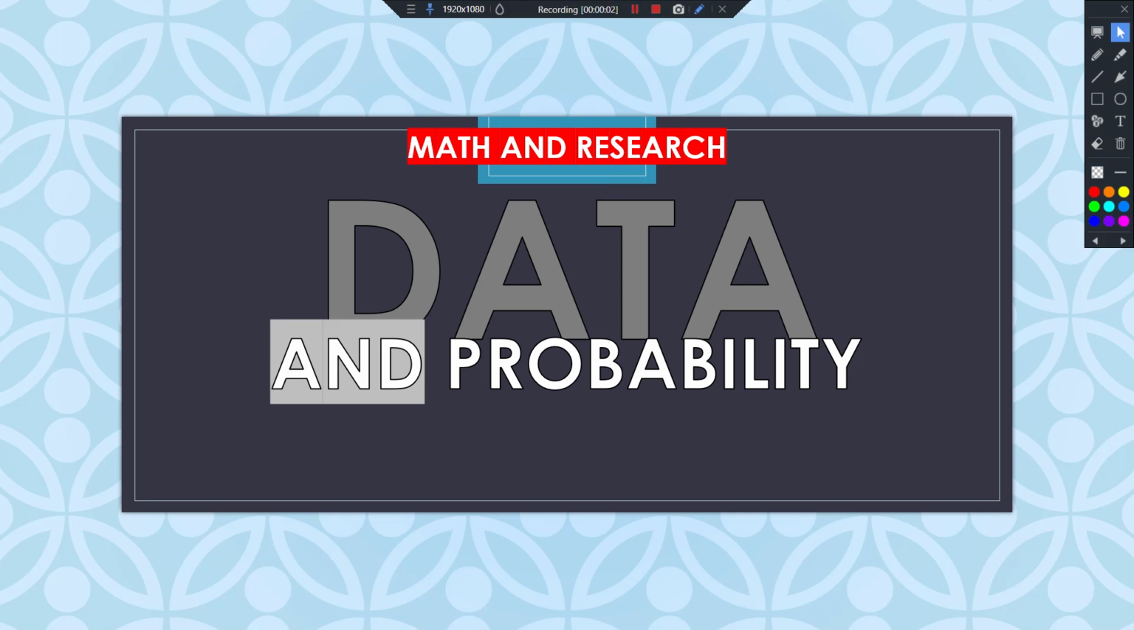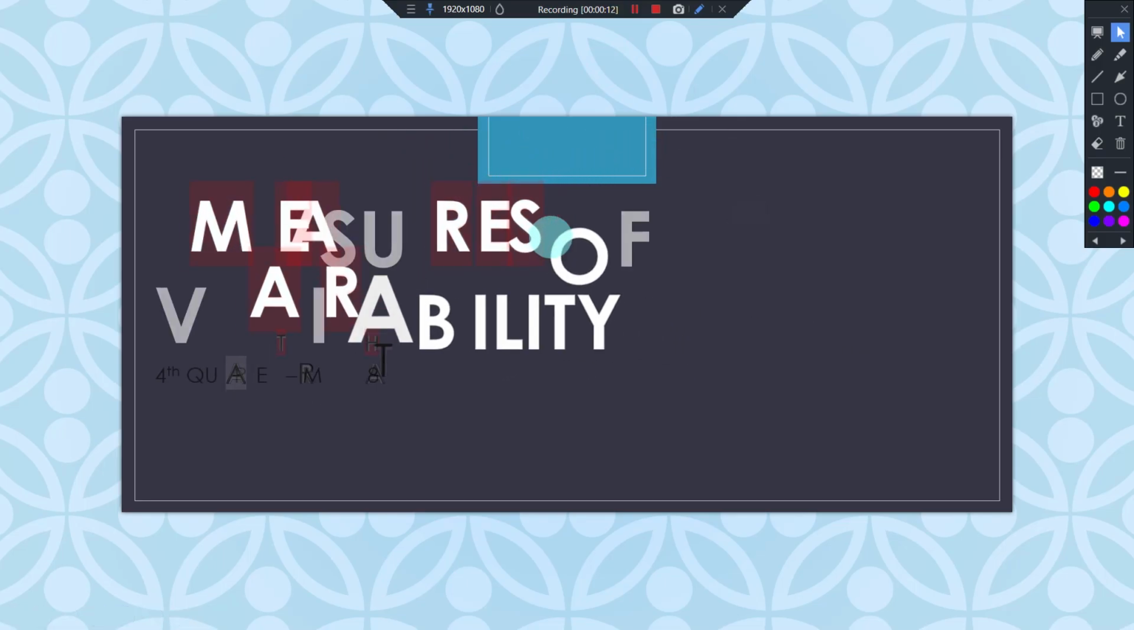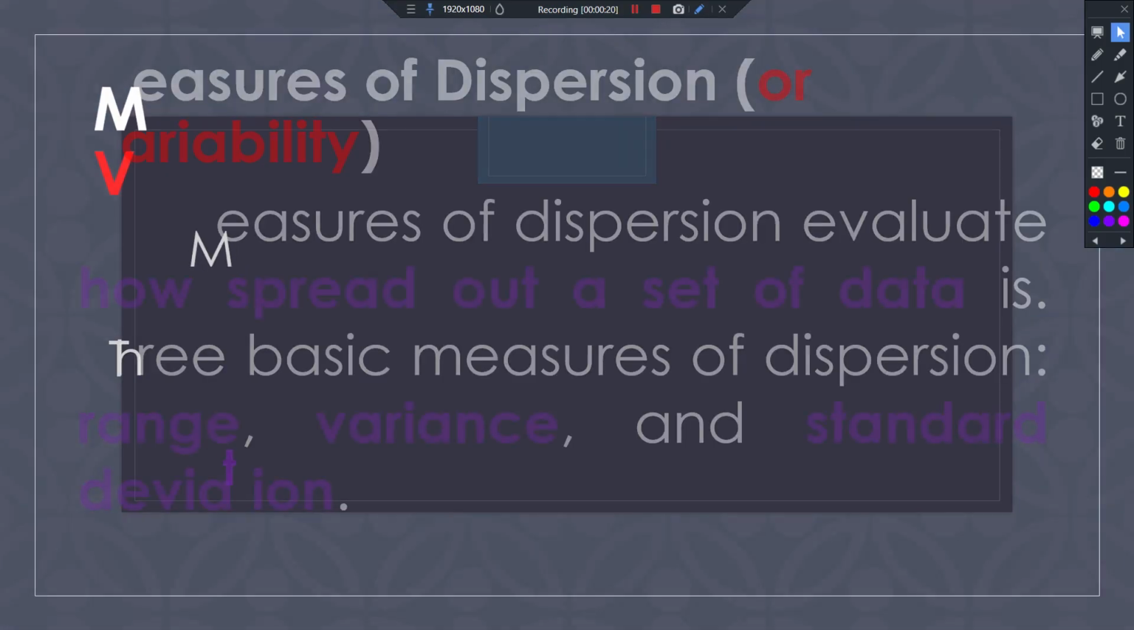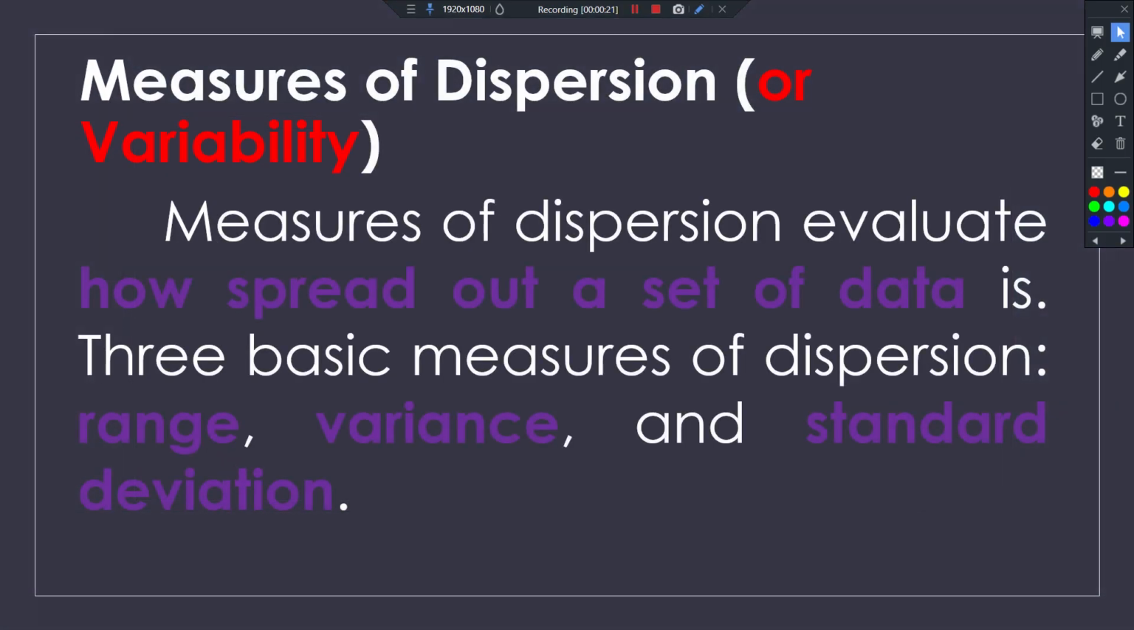In this video lesson, we're going to talk about data and probability. More specifically, the concept of measures of variability. This is the fourth quarter Math 8 lesson, and it will be focusing on the concept of variability. It is also known as the measures of dispersion.